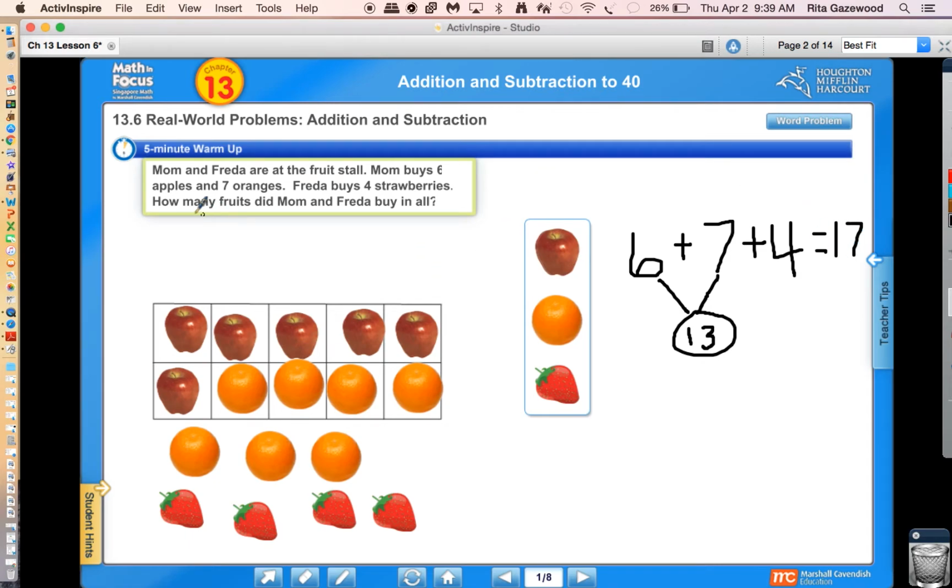Let's go back to our problem. How many fruits did Mom and Frida buy in all? Mom and Frida bought 17 fruits in all.